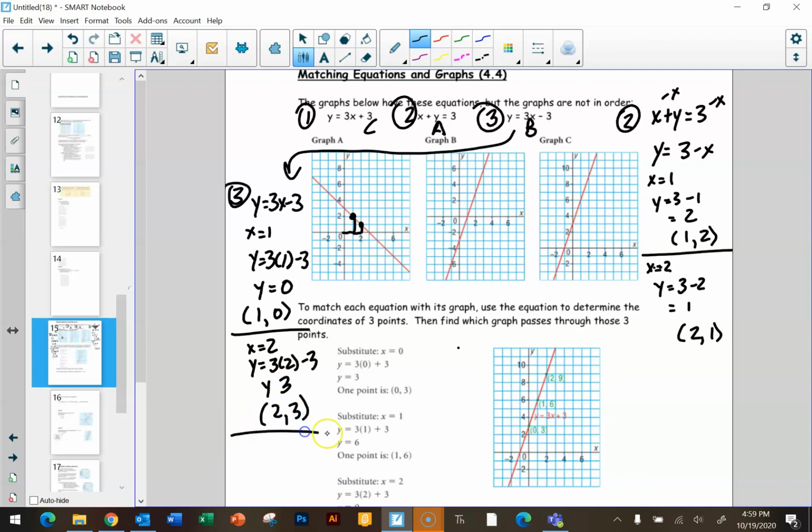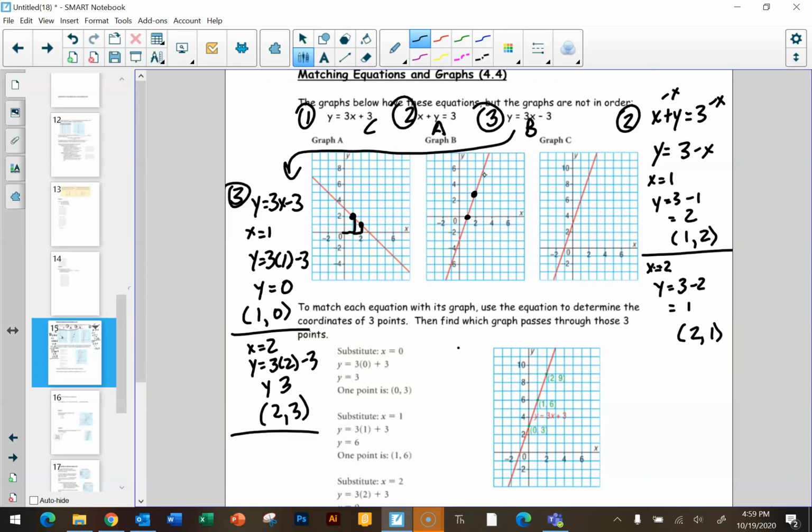So let's just check and make sure that those 2 points are on graph B. So the first point was 1, 0. So if we go to 1, and then that's 0 on the y, right? And then let's go to 2. So we go to 2, and then up to 3, and that is also on the line. So we've convinced ourselves, or at least we should be relatively certain, that number 3 is graph B.